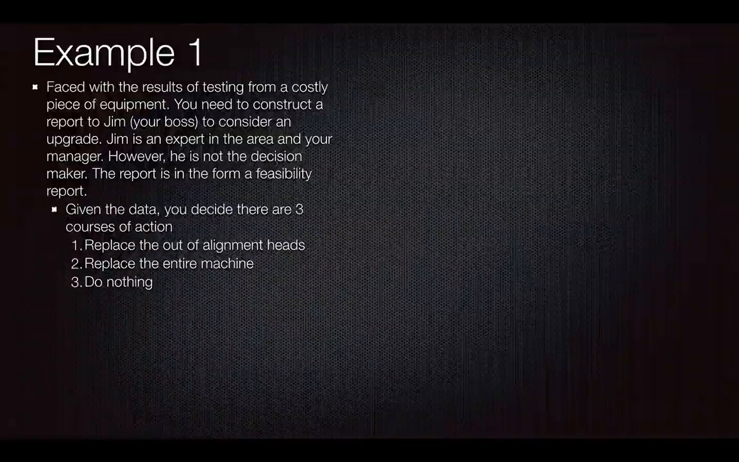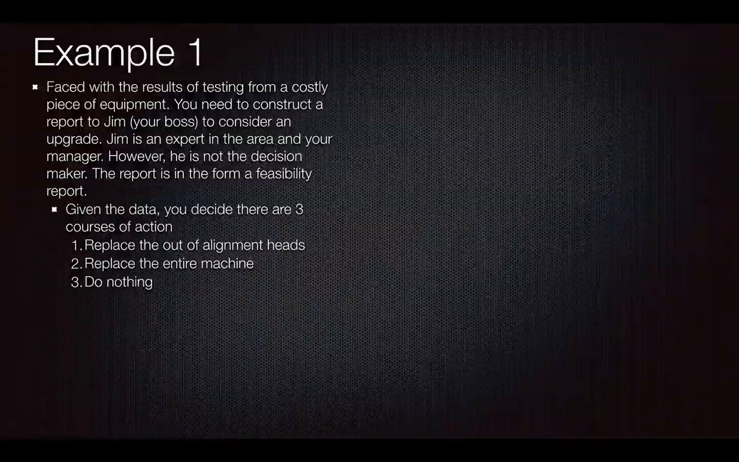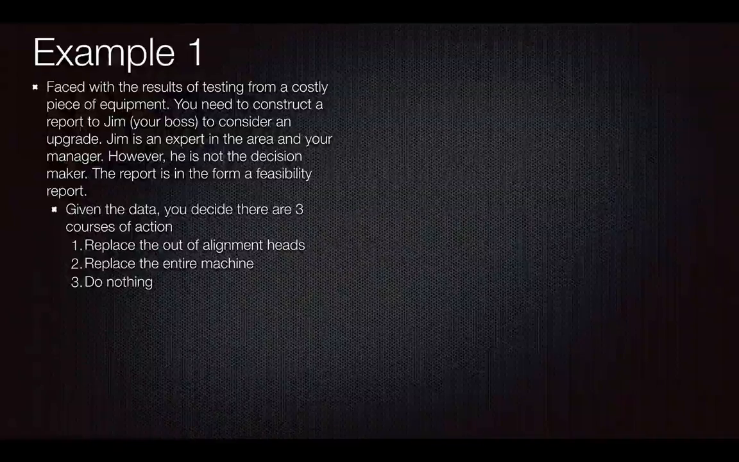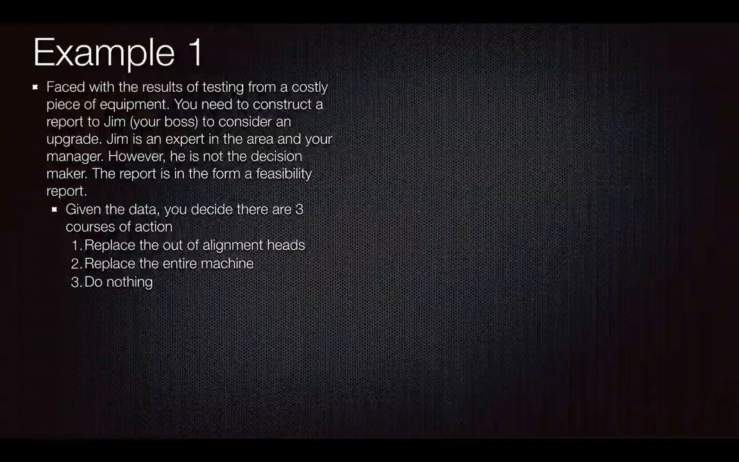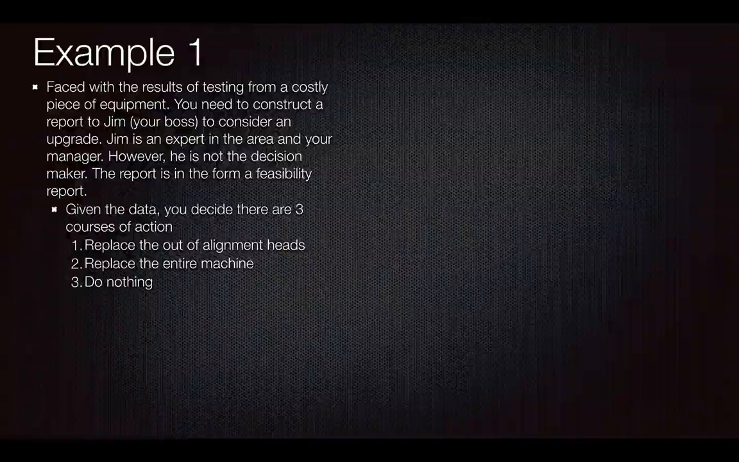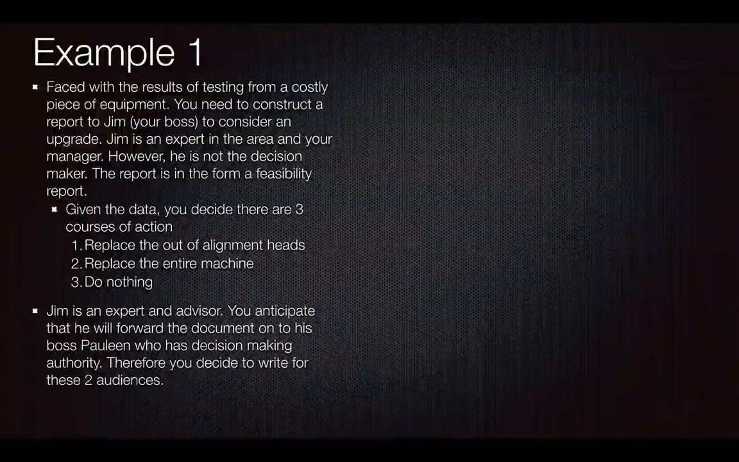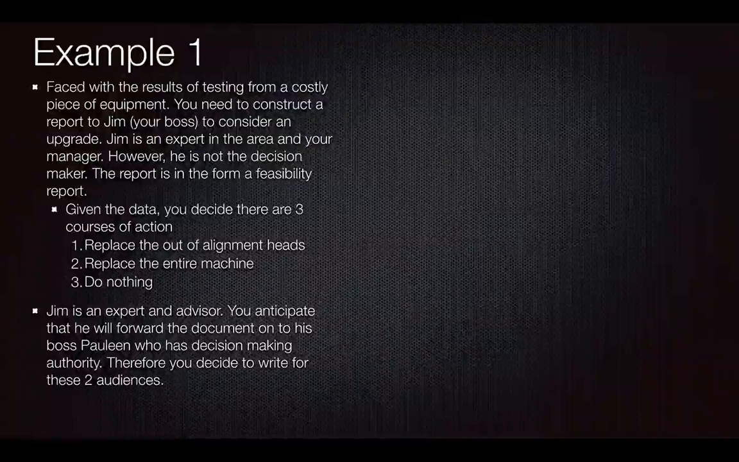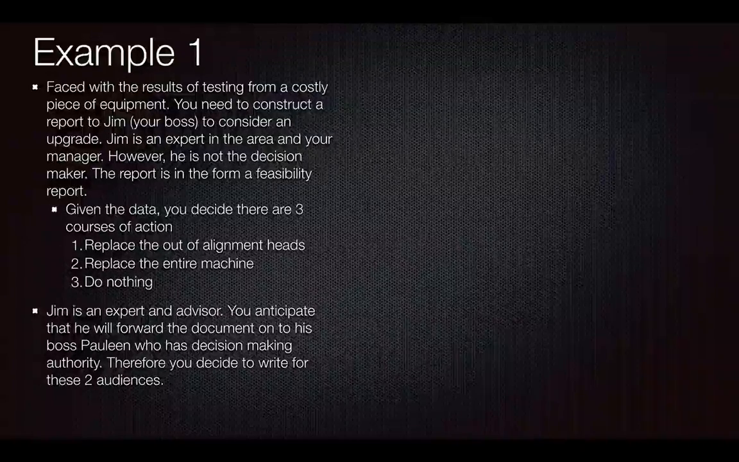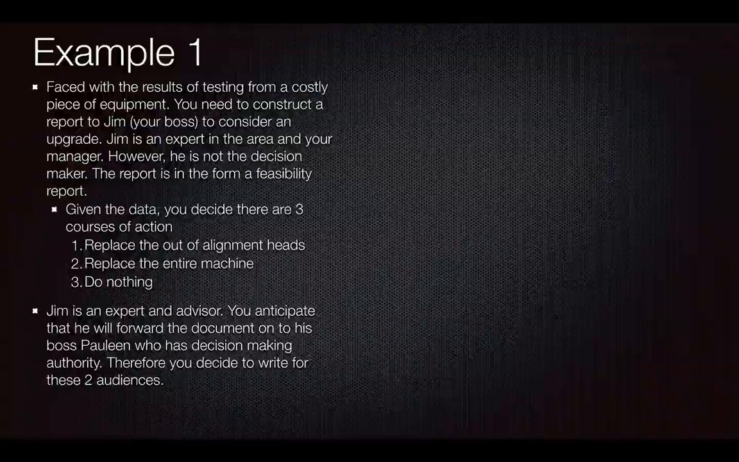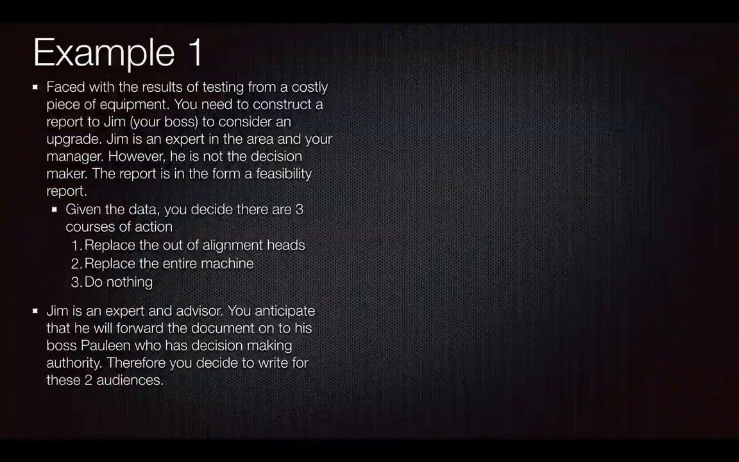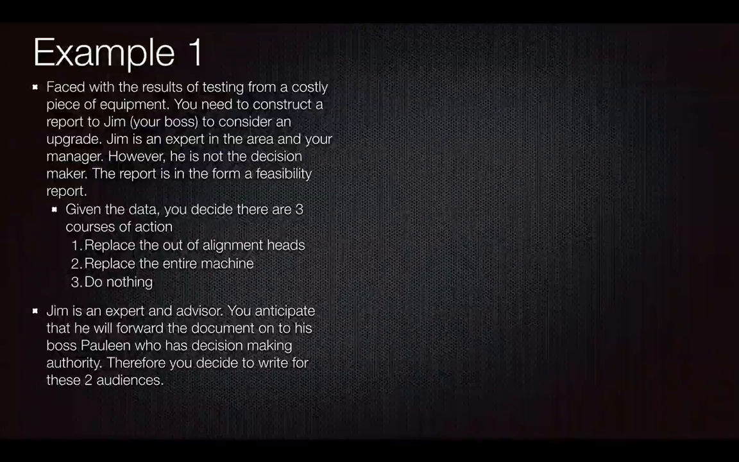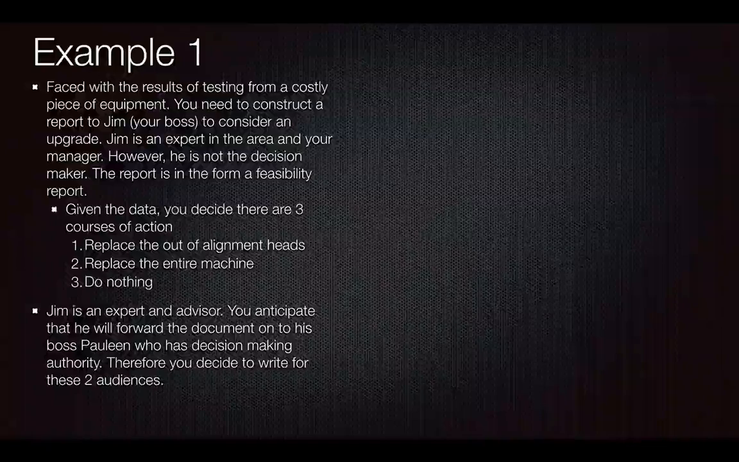But if we have some information that we need to provide to him in a report, let's say we're going to do a feasibility report. And we have 3 courses of action we want to talk about. Replace the alignment of the heads, replace the entire machine, or do nothing. Now, we know Jim is an expert and an advisor, but we also know that he's probably going to forward this information on to his boss, Pauline, who really has the decision-making authority. In other words, she has the ability to sign off on your ideas. Therefore, you now need to construct this report for 2 audiences.